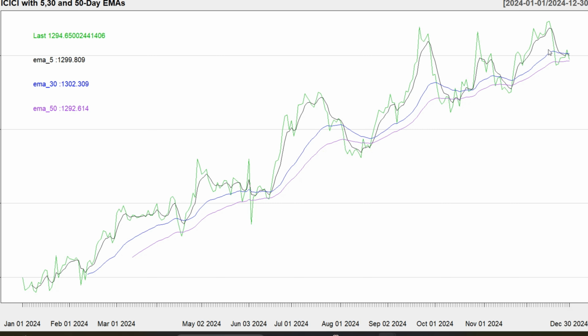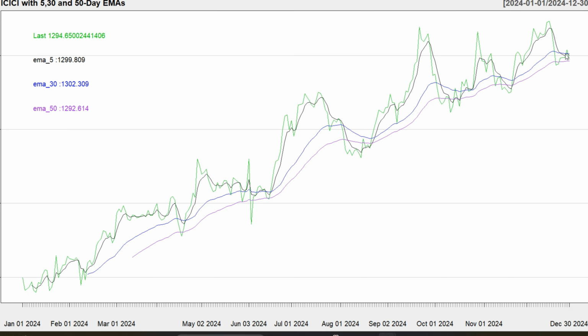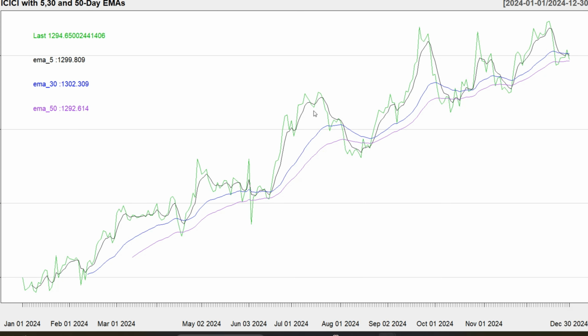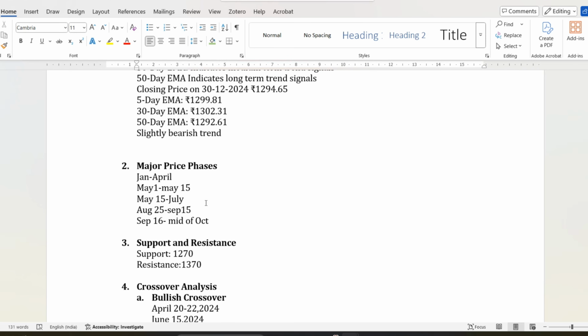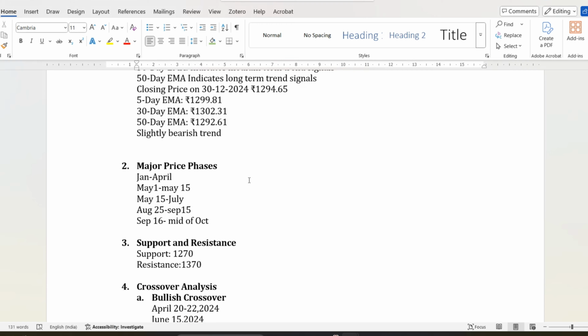Trading implication is based on your support and resistance. Current status is based on the last 5 days' trading EMA lines. You can tell what is going to happen. You can predict trend strength. Again, the spikes, you can see the increase in the weaker strength and the stronger strength. Then here you have major price phases, when it was bullish, when it was bearish. Those things are self-explanatory. Just looking at the green closing price line, you can tell the stronger and weaker strength, as well as price phases.